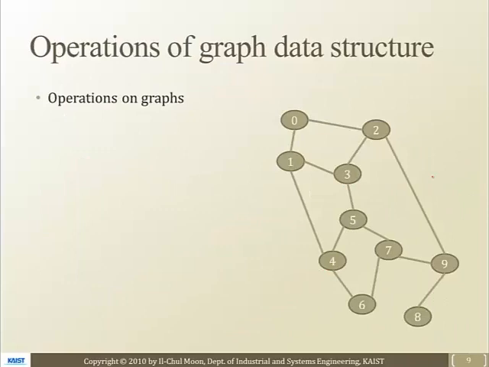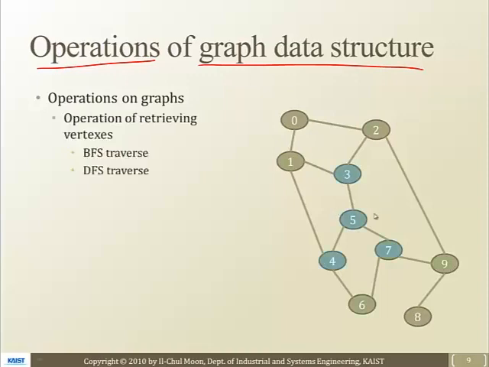So that was how we can store the data of the graph structure. Now we are going to talk about the operations of the graph data structures. So operations on the graph structures are, first thing is the traversing.